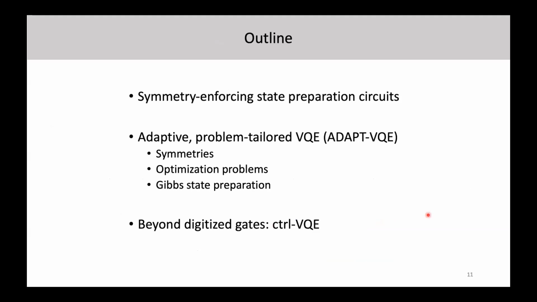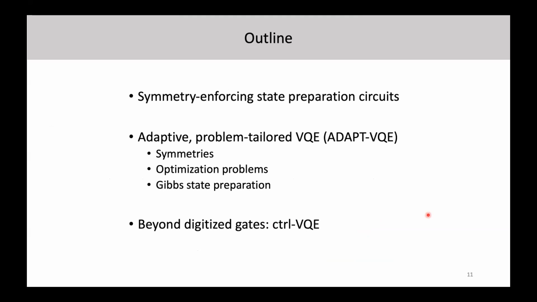So regarding the outline of the talk, I'm going to show 3 different ways to try to address these issues. And these are sort of in order of how flexible the ansatz is and how informed it is about the problem being solved. So the first one is symmetry enforcing state preparation circuits, where we construct state preparation circuits that exactly know the symmetries of the target state that you're trying to find.